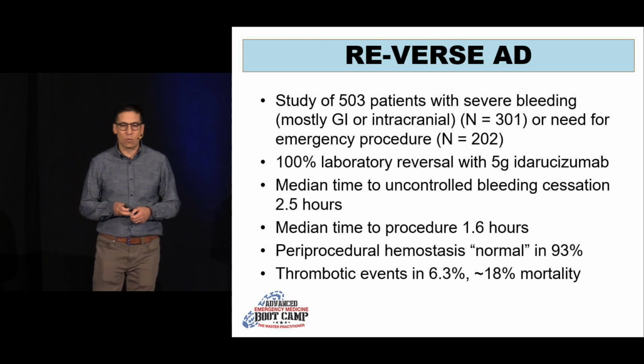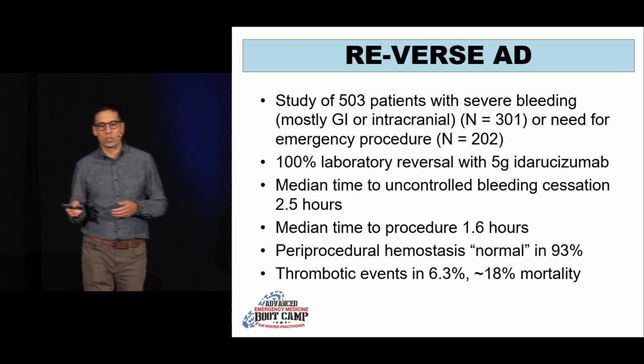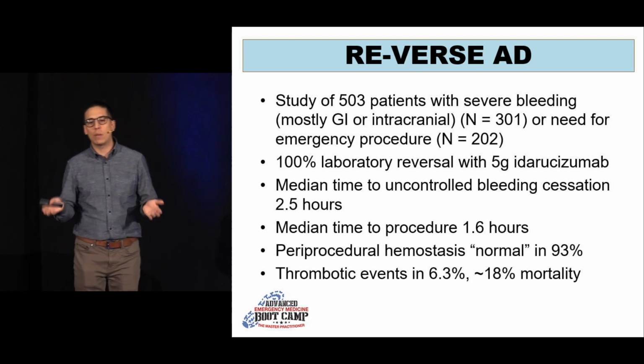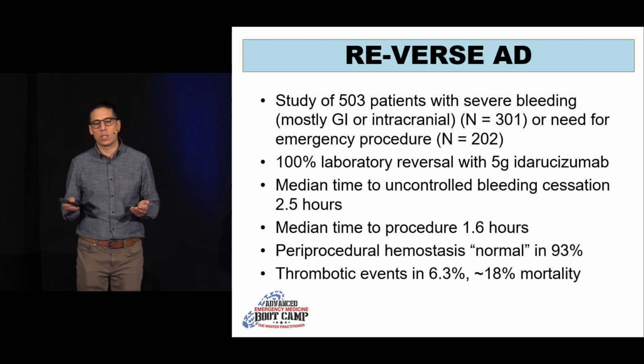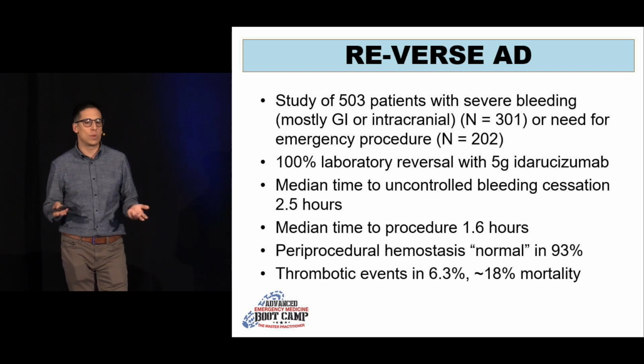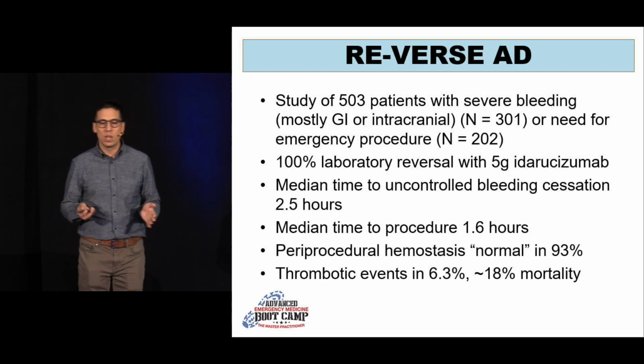This was the RE-VERSE AD study, 503 patients with dabigatran-associated bleeding, mostly GI bleeds and intracranial bleeds. 100% labs reversed with 5 grams idarucizumab. We said that isn't the best way to look at these things, right? You want a patient-centered outcome. But the median time to uncontrolled bleeding cessation was 2.5 hours, which is pretty reasonable. Median time to procedure, 1.6 hours. And peri-procedural hemostasis was normal in most.